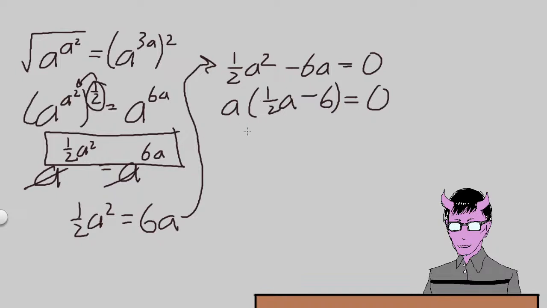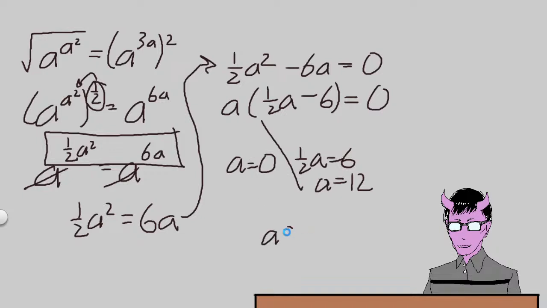So two candidates by which we can generate 0. So this could be 0. Easy setup. This one could be 0. Two answers. So a is equal to 0, or a is equal to 12. Two answers. We should be good to go.